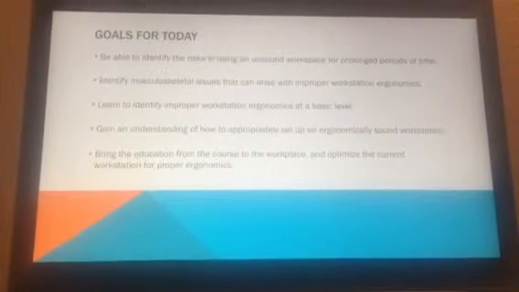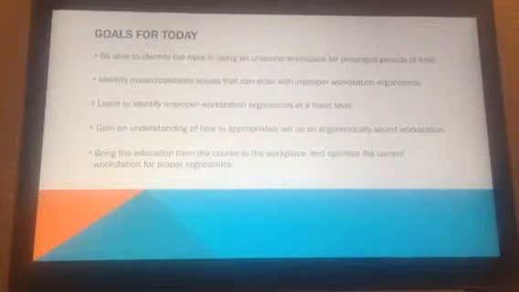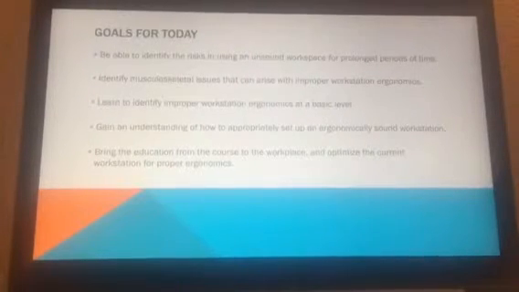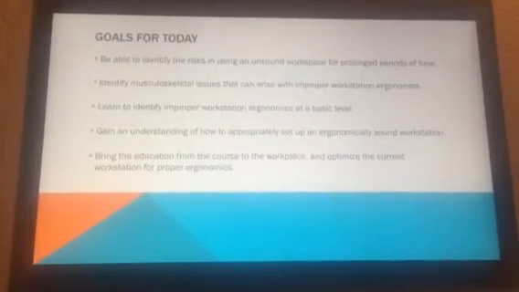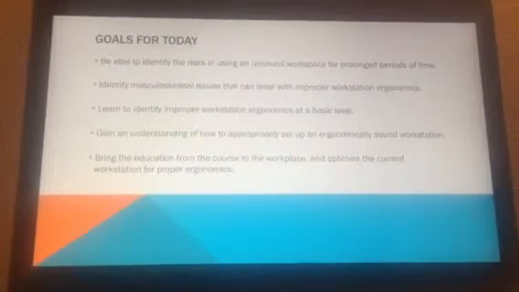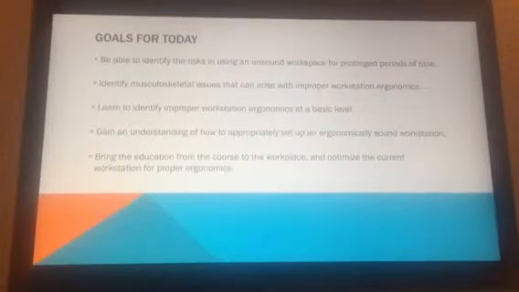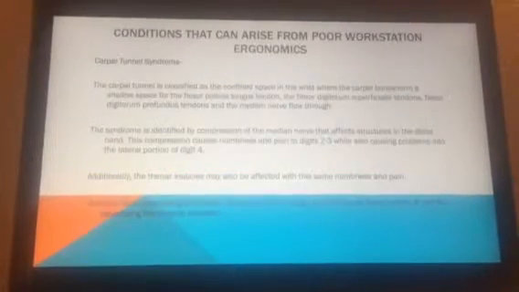I'm going to have us gain an understanding of how to appropriately set up an ergonomically sound workstation. And I want to bring the education from the course to the workplace to optimize your current workstation for proper ergonomics that you may not be using right now.